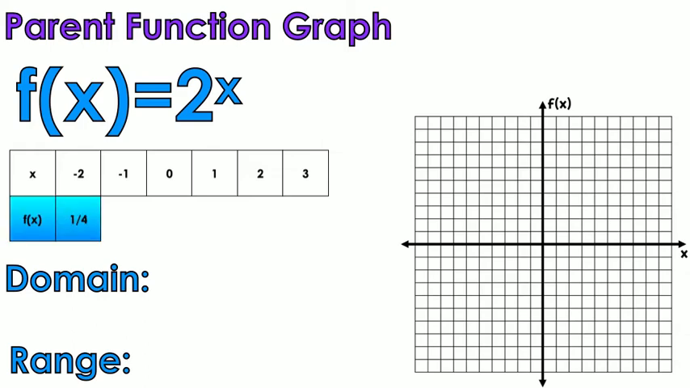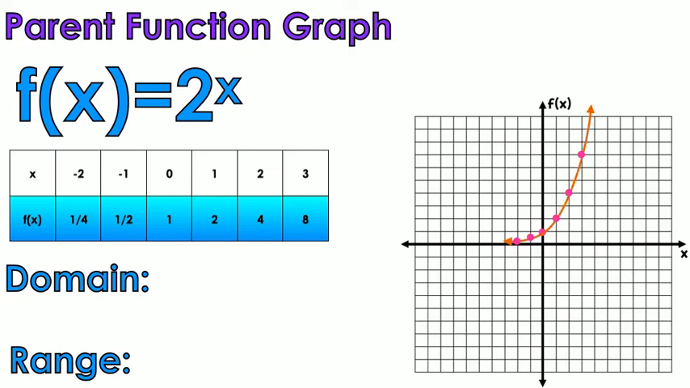So when I plug in negative 2, 2 to the power of negative 2 equals 1 fourth, 2 to the power of negative 1 equals 1 half, 2 to the power of 0 equals 1, 2 to the power of 1 equals 2, 2 to the power of 2 equals 4, and 2 to the power of 3 equals 8. Y'all should know stuff like that. So we're going to plot those points: negative 2, negative 1, 0, 1, 2, and 3. And we're going to swoop. Look how beautiful that just swooped.